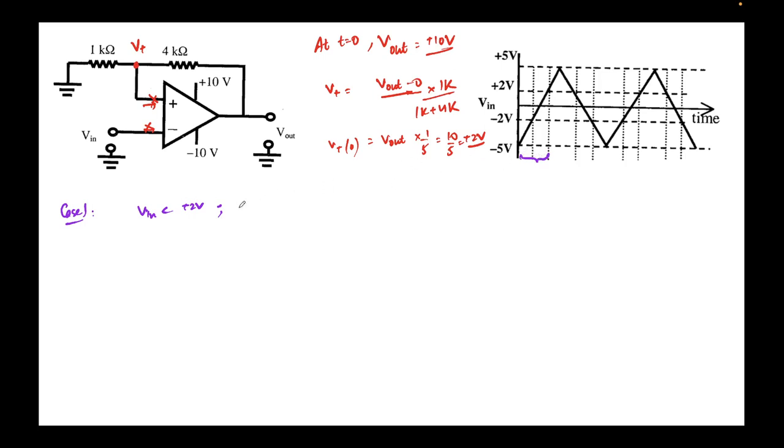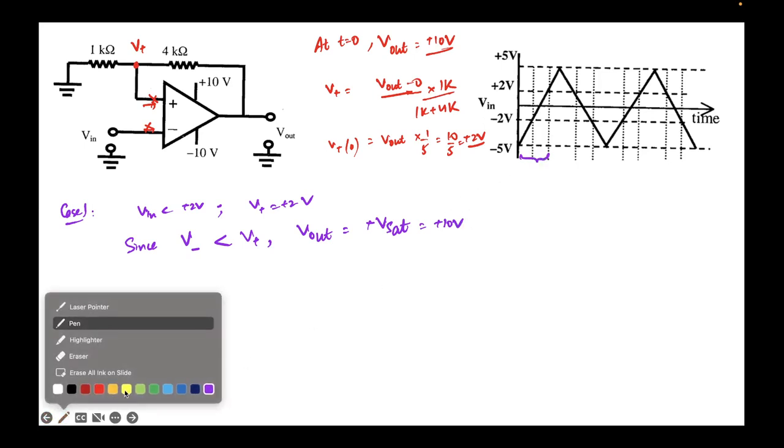So V in is less than plus 2 volts, and we know that V plus is sitting at plus 2 volts. Since the negative terminal is at a lower potential than the positive terminal, the output will be high, plus Vsat. So I'll write, since V minus is less than V plus, V output should be equal to plus Vsat, just like we saw in the comparator circuit. So what is Vsat? Vsat is plus 10 volts. So we can say that during this region, V output will continue to be plus 10 volts. This is the first thing.